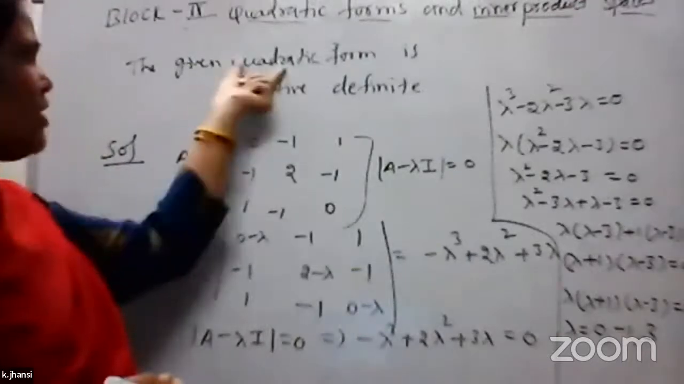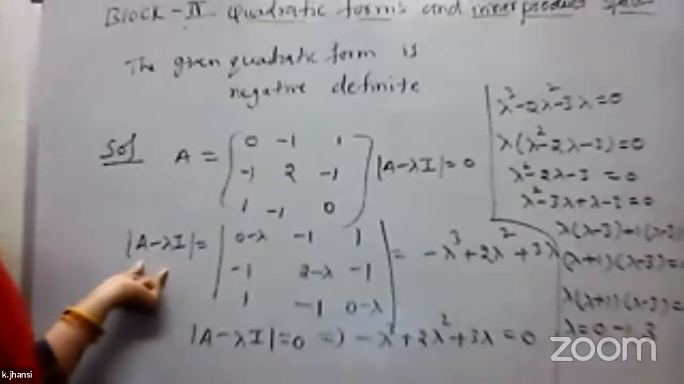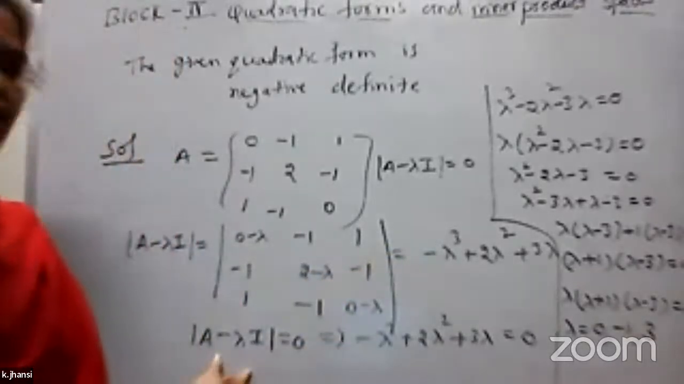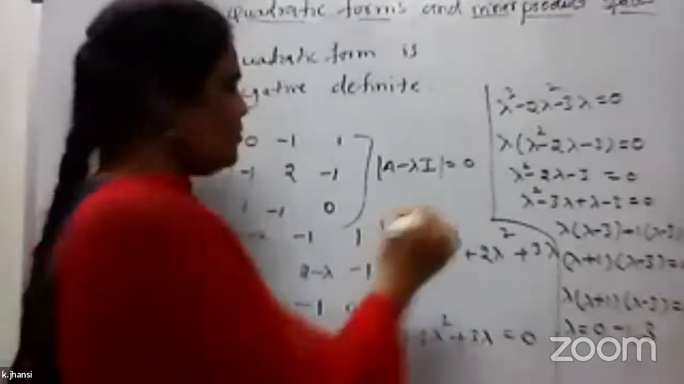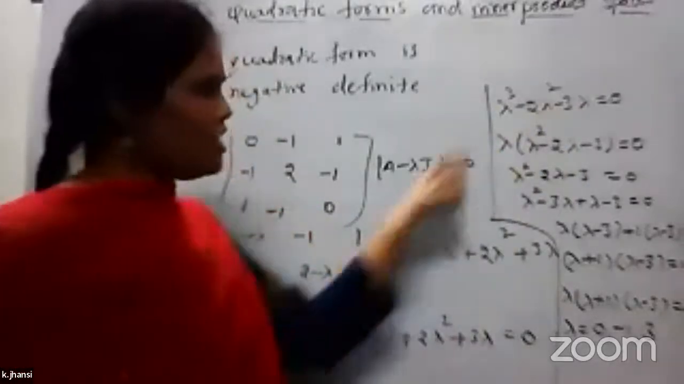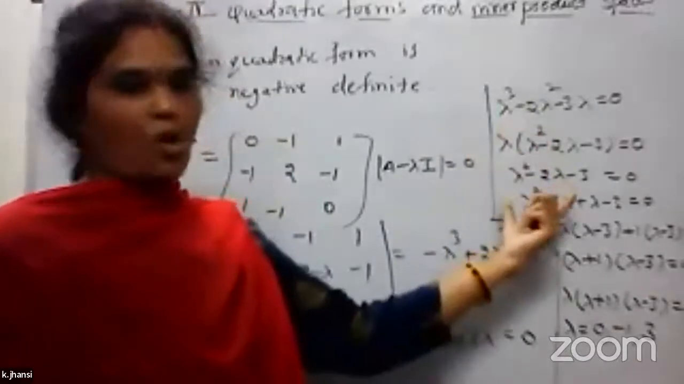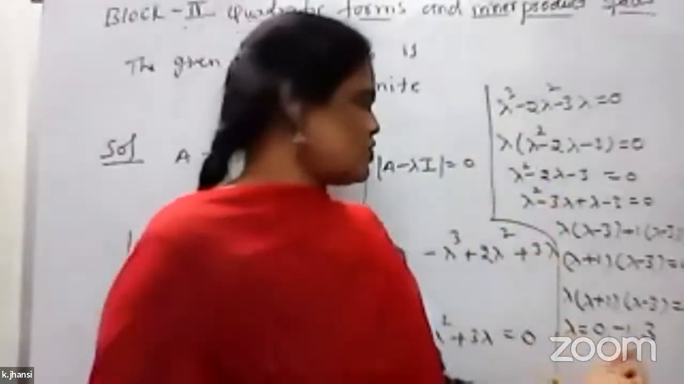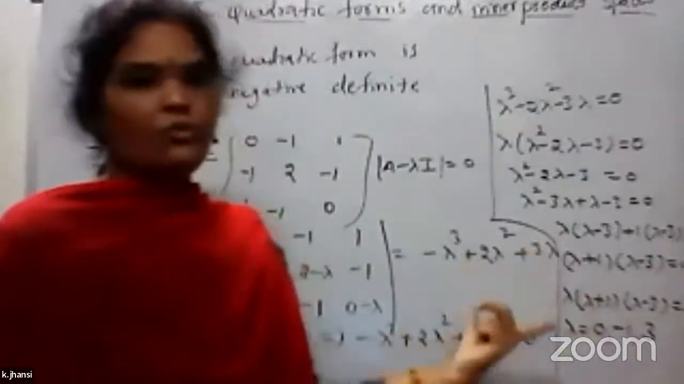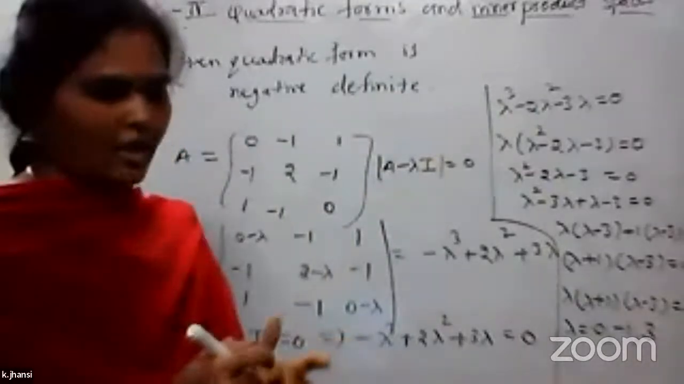So first, from the quadratic form, write the matrix A. Take that matrix A into the characteristic equation and you will get a polynomial. After getting the polynomial, equate it to 0. Here lambda is common, so we take it common. If common is not there, use the long division method to find the roots of the polynomial. If you get all positive roots, it is called positive definite. If you get any negative value, it is called negative definite. This is the concept of positive definite and negative definite.